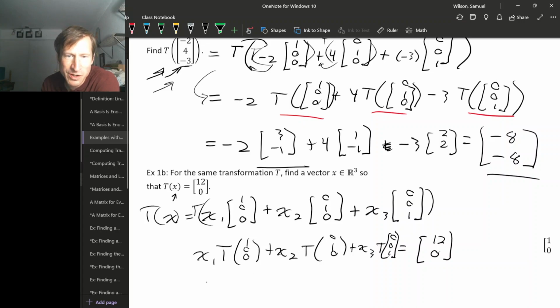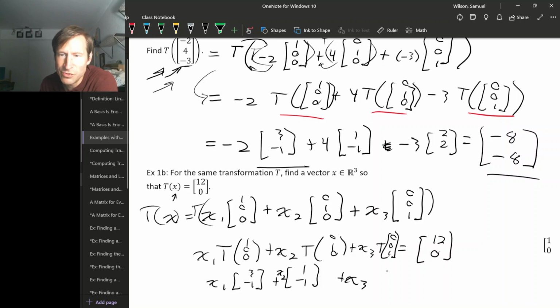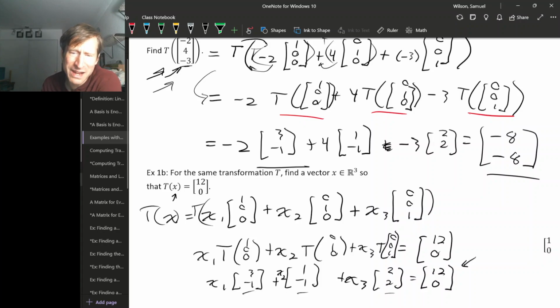So the first one is (3, -1). The second one is (1, -1). Oops, I need an x2 here. And then the third one is (2, 2). Now, if you look at this equation that we have now, this looks as if we are trying to write (12, 0) as a linear combination of these vectors. And we know how to do that, right?